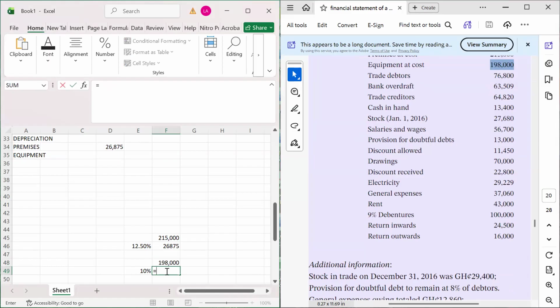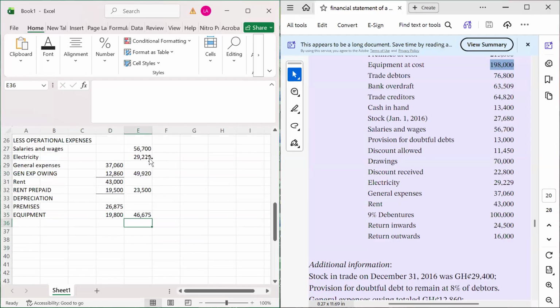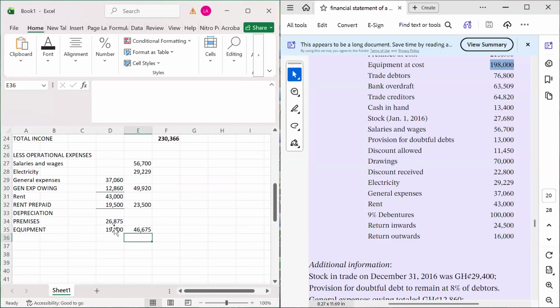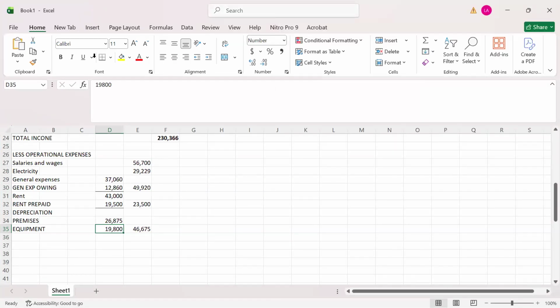10% of this is what? Ideally, if you are calculating 10% of something, just subtract one zero from it, then you get the answer. 1,900. Are we together? So total depreciation, you bring it here, plus this one. So this is our total depreciation. Are we together? Ladies and gentlemen, are we together? Yes, sir.